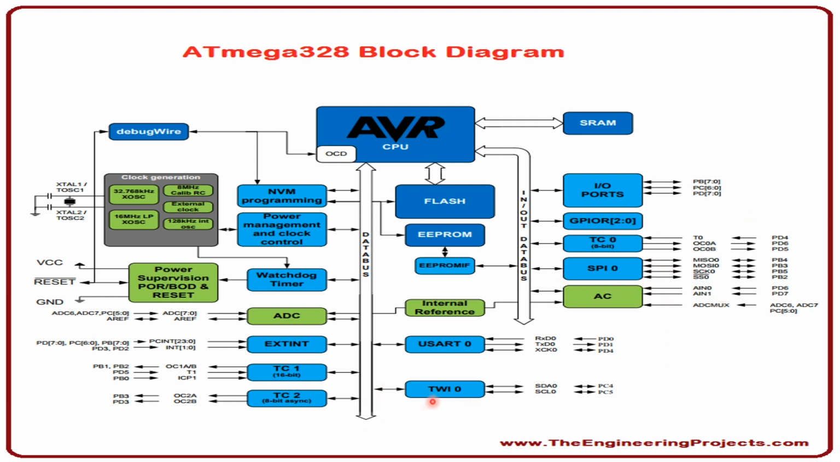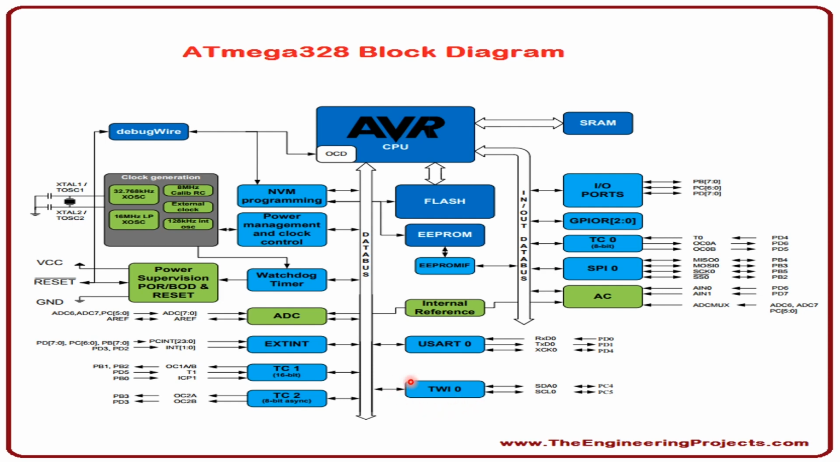And after that, we have TWI, that is two-wire interface. The two-wire interface can support 120 different devices as well as other AVR microcontrollers, and it is compatible with the Philips I2C protocol. So that is the I2C protocol. That is a really important function of this part.